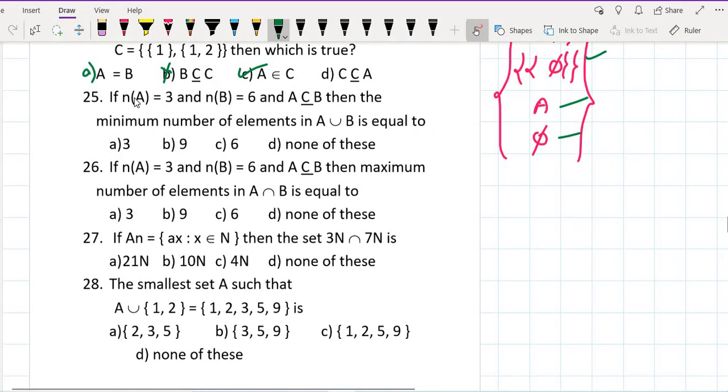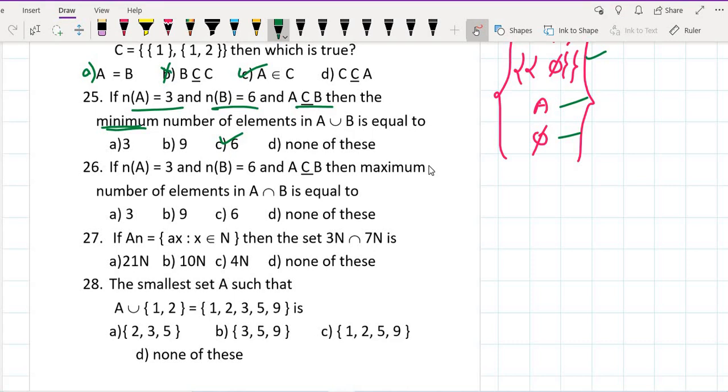Next, consider question number 25. If n of A is 3, n of B is 6, and A is a subset of B, then what is the minimum number of elements in A union B? Remember, A has 3 elements, B has 6 elements, and A is a subset of B. If all the 3 elements are repeated in B, then if you take the union, remember the union is always the larger set. Here the larger set is 6, and 3 entries are repeated already. If you take the union, the minimum number of elements in A union B is 6. Repetition is not to be counted again. So, 6.